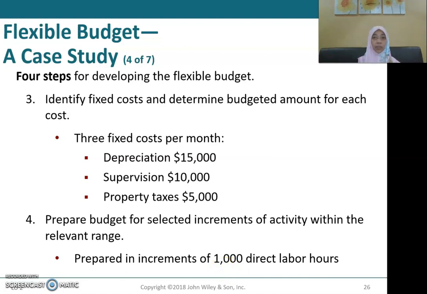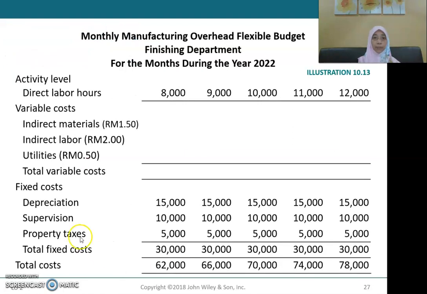So you are preparing a range of activities, the level of activities. In this case it will be your direct labor hours. So the activity level is your direct labor hours: 8,000, 9,000, 10,000, 11,000, and 12,000. How do you know you need to prepare up to this one? It depends on the question.